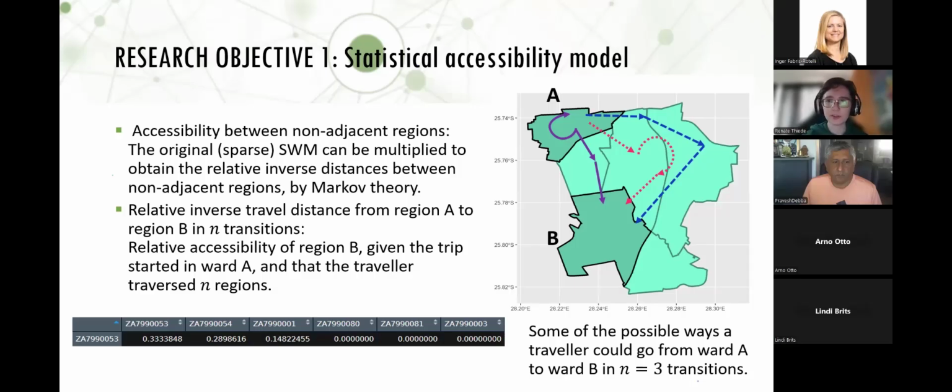So in the end, I would interpret these probabilities as, given that you're starting in a certain ward, or region, on the image there, let's look at A, for example. Given that you're starting in A on your journey, what is the probability that you will go to another area, for instance, B, in a certain number of transitions? So what is the probability that you would go from A to B in 2 transitions? That is, for instance, using the purple route, using the red route, using the blue route, etc. Well, it's 3 transitions in this example.